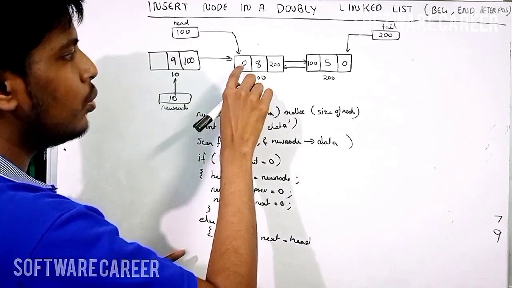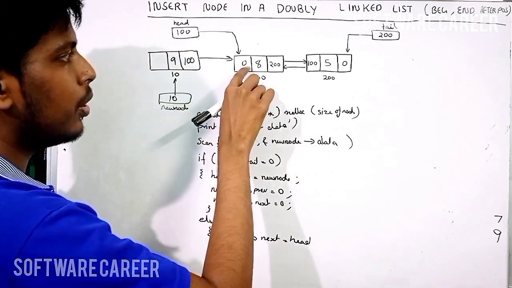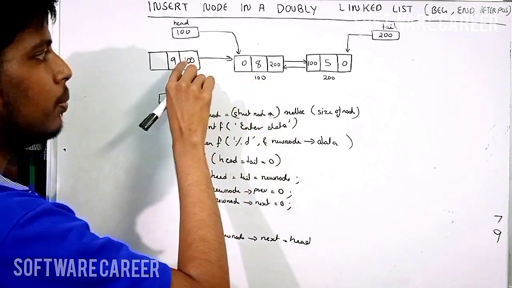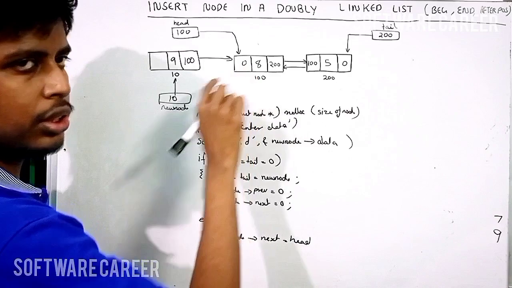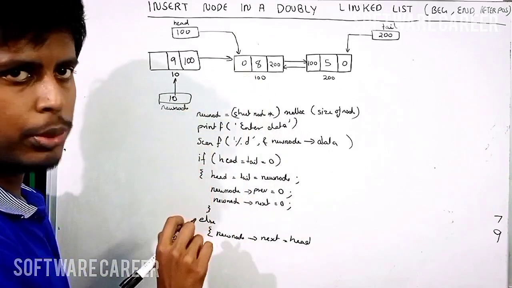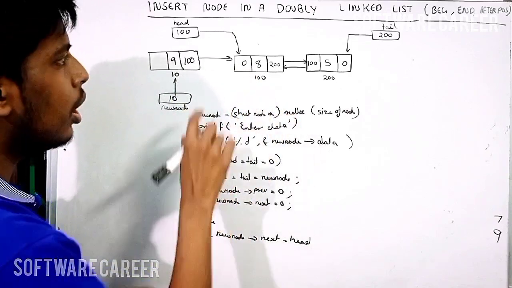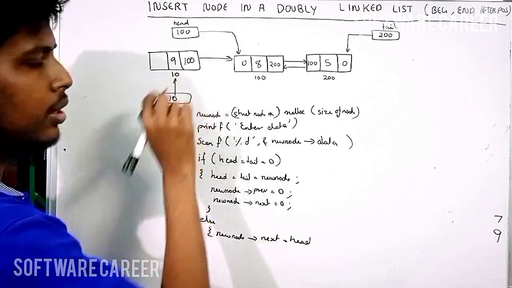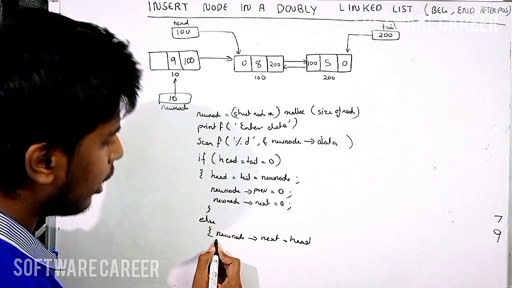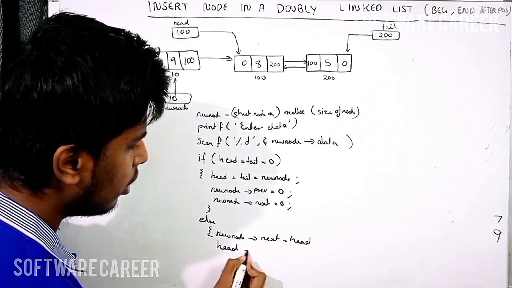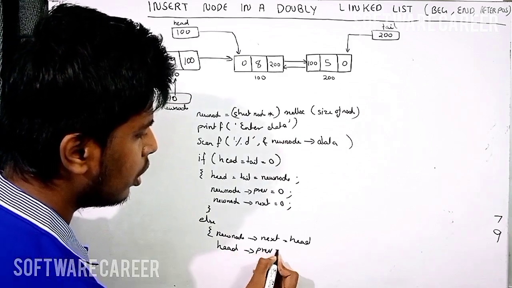Now see, now I should point this pointer to the previous node. So I should have the address of this node in this pointer. So 10 should be stored into this previous pointer of node 100. So how to get the address of this node 10? You can get it from new node. So I am writing head previous equals to new node.